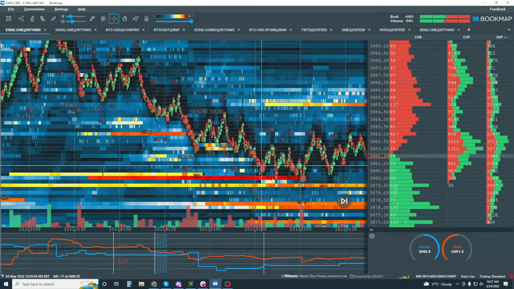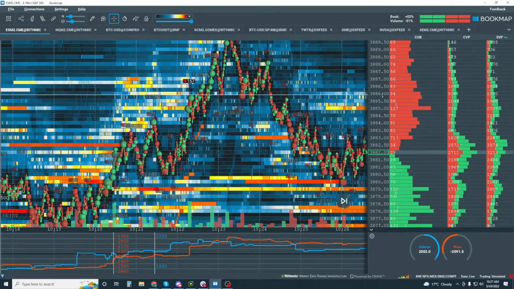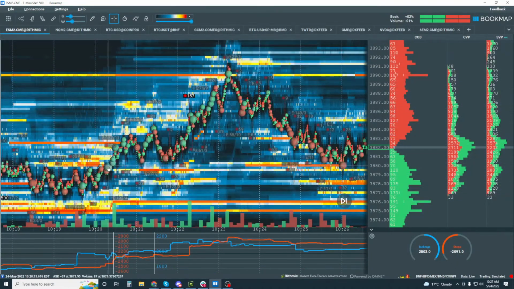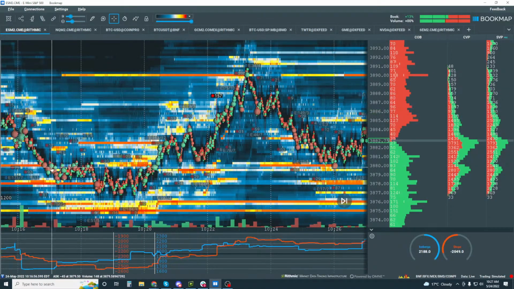Okay, so we're looking for a few different things in here. We move down to 80. This is where they broke the structure on the smaller time frame here at 80, as you can see right here.